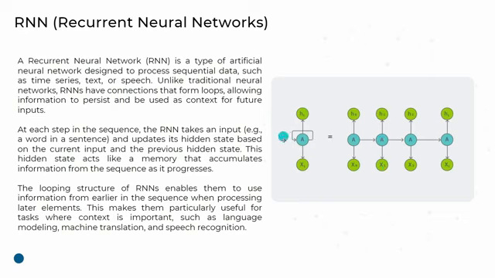This is the hidden layer. As we have seen, in a neural network we have an input layer, a hidden layer, then an output layer. So we will feed the input and it is going to process. The hidden layer is like a memory that accumulates information from the sequence as it progresses.